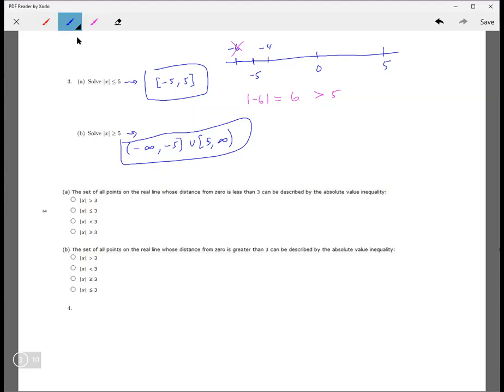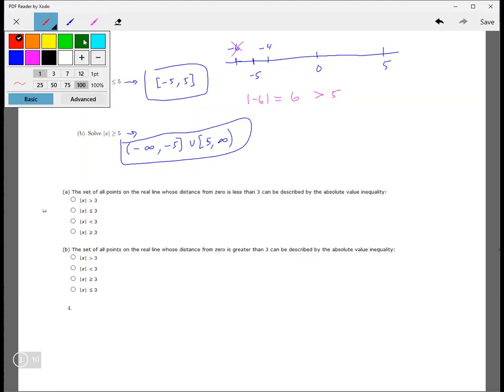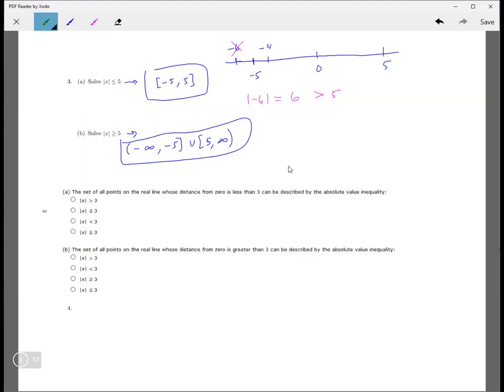The absolute value is important for calculus. So let me just write a little note right here about the absolute value. And then we'll do number 4, I'm sorry, this is number 4. Okay, so if you have an expression like that, this is the distance between x and a.